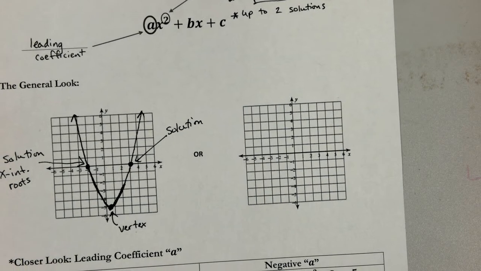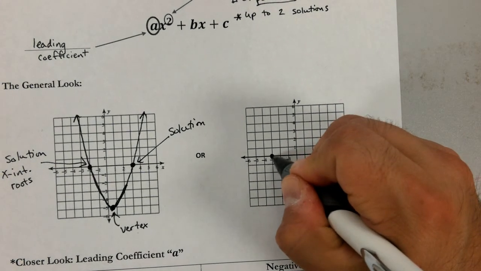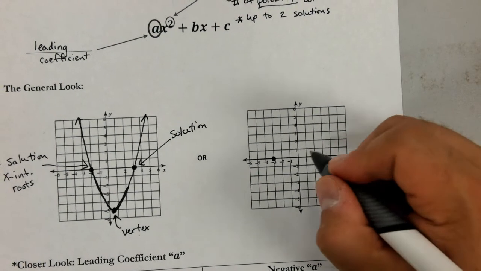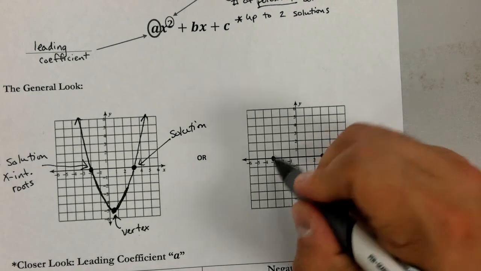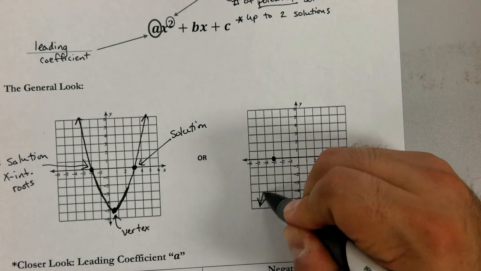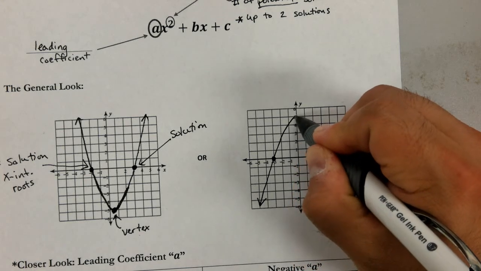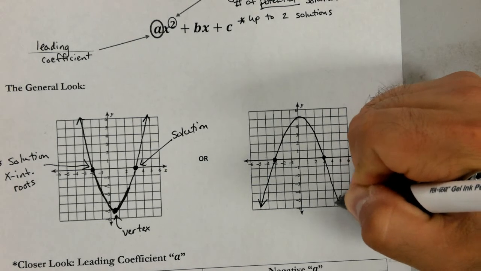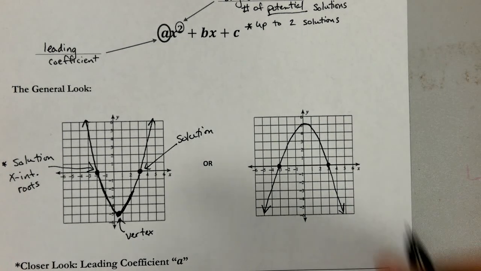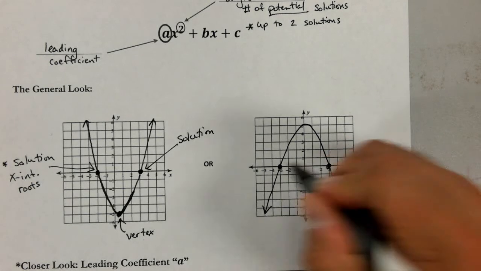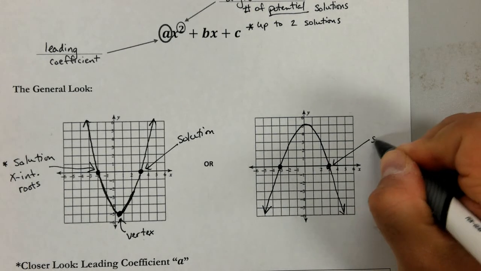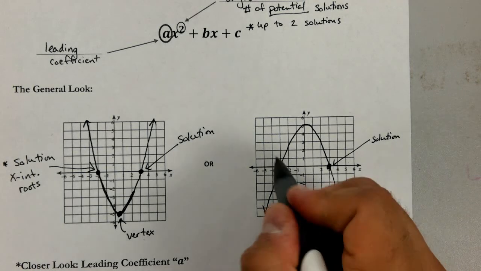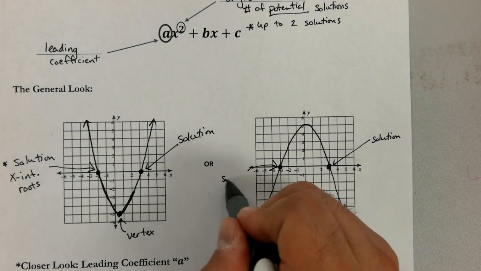If it opens down, it's going to be the same thing, except it's going to be pointing in the opposite direction. So let's draw a generic parabola. It's going to be opening and then going down. These are the two shapes you'll see. So your solutions are right here. Here's one of your solutions. I just want to label this so you see it. And this is your other solution.